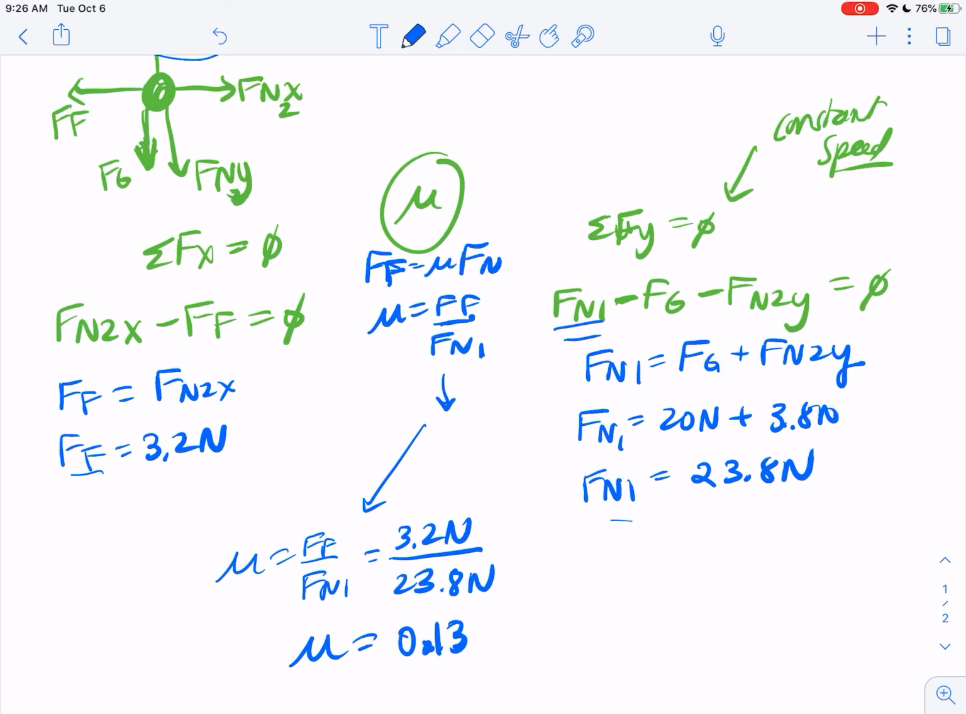It's a pretty small amount of friction. I wouldn't expect there to be too much friction between the floor and the broom, right? Those surfaces probably would generate a pretty small mu. So that's how you'd solve that.